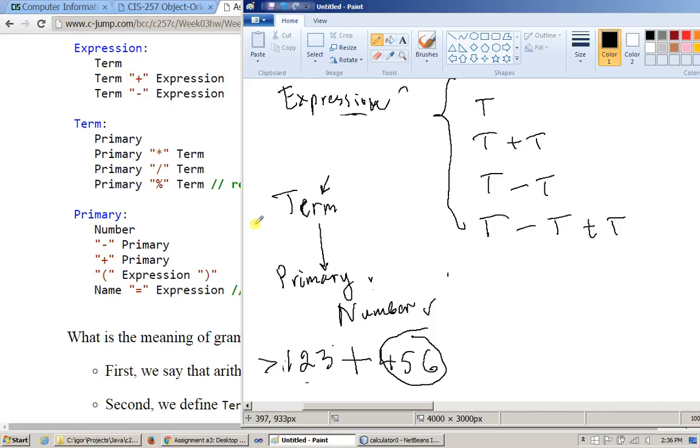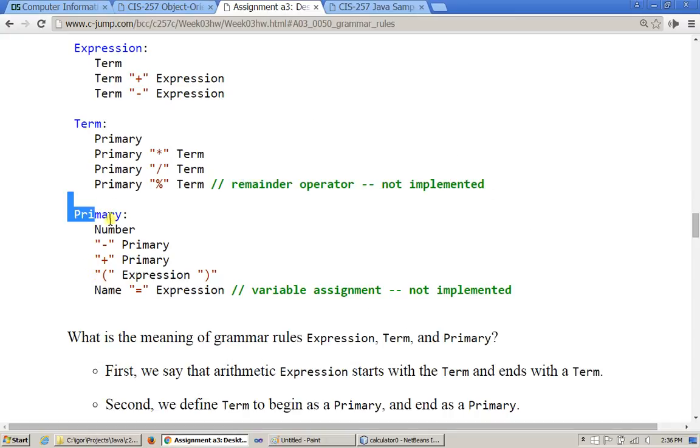Okay, all right. So, right now, what we have implemented in our first version of the demo is basically another type of primary. Besides the number, it will also match the set of parentheses. And so now obviously is the time to actually look at the code and see what the implementation of these grammar rules are.